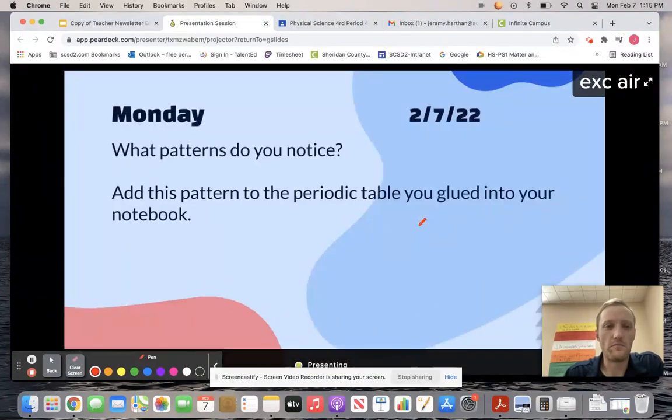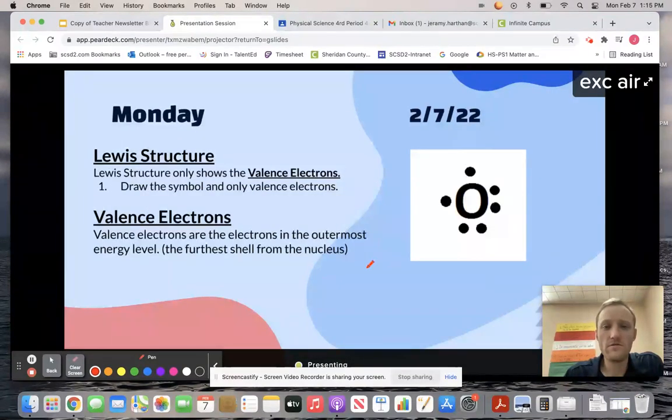Okay, so now what we want to do is write this definition. When we say the term valence electrons, all that's talking about is just these outermost electrons. So we're going to practice this more tomorrow. The Lewis dot structure is nice because if you remember back to oxygen, instead of having to show all the electrons, it only shows the valence electrons. So all you have to do is just draw the symbol and then valence electrons. And we're going to practice that a little bit more.